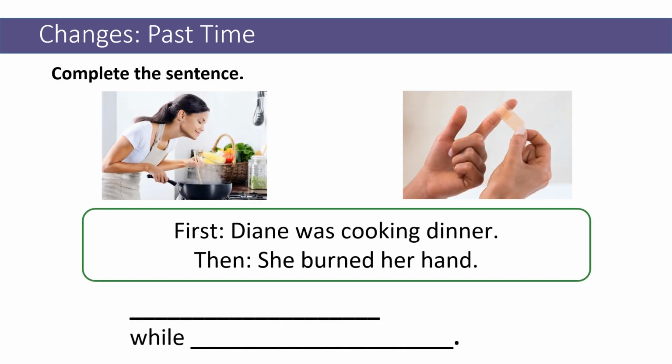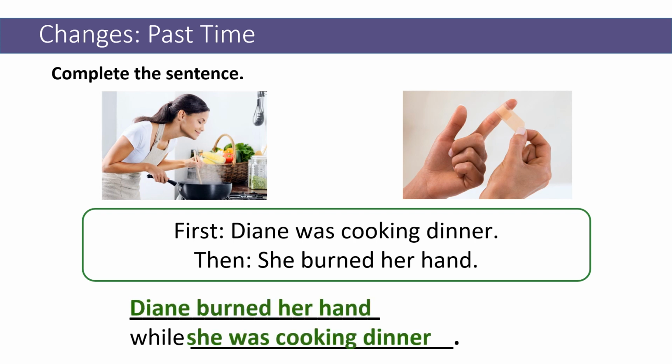So the first thing is Diana was cooking dinner, and the next thing is she burned her hand. So in this one, it's going to be Diane burned her hand while she was cooking dinner. I want you to notice something that was changed in this. In this one, the first thing was Diane and the second thing was she. But notice that when we switched the order, we put Diane instead of she.